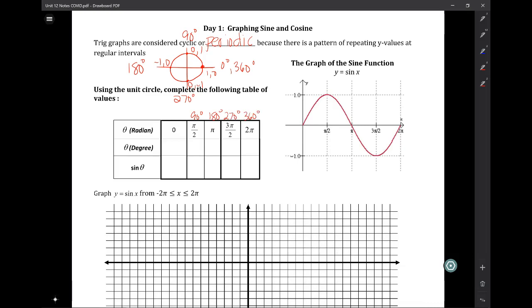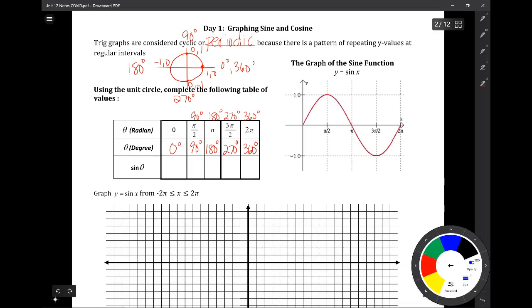We are pretty much always going to be labeling in terms of pi when we are graphing. So we're going to get away from talking about degree measures and talk about in terms of pi. So when we are going around our unit circle, let me change up my color real quick.